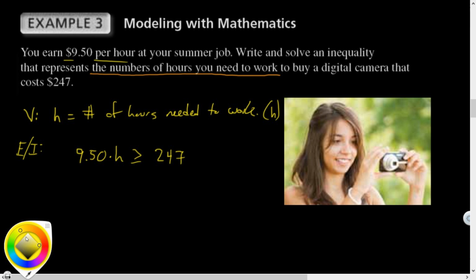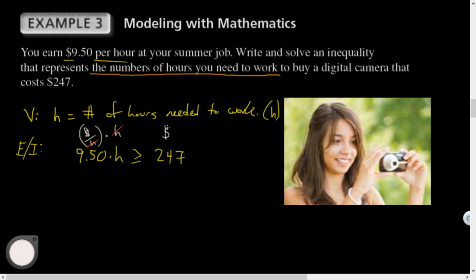Now check out the units here. I just want to point this out. This is measured in dollars per hour. I'm multiplying by hours. And if I do that, notice what happens to the units. Dollars over hours multiplied by hours. These H's cancel out. And what would this measure in? What unit? The H's cancel out. Dollars per hour times hours. This would be measured in dollars. Okay? All right, so the units make sense.